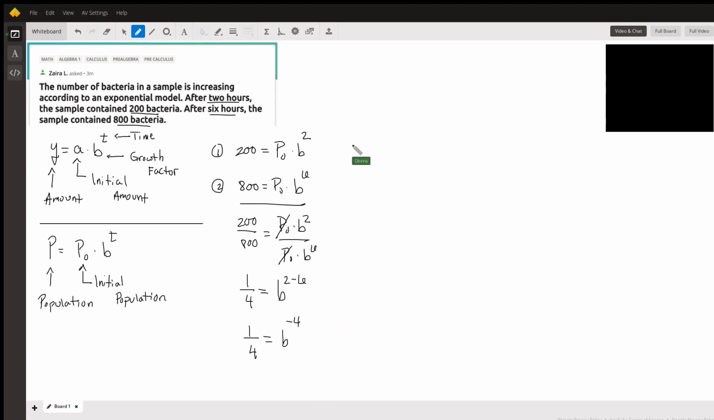Another way of writing that is 1/4 equals 1 over B to the 4th power, because a negative exponent means reciprocal. If I flip both fractions, I get 4 equals B to the 4th. Then I want to take the 4th root of both sides of my equation, because the 4th root will clear out the exponent of 4. So now I have B all by itself, and I have the 4th root of 4.